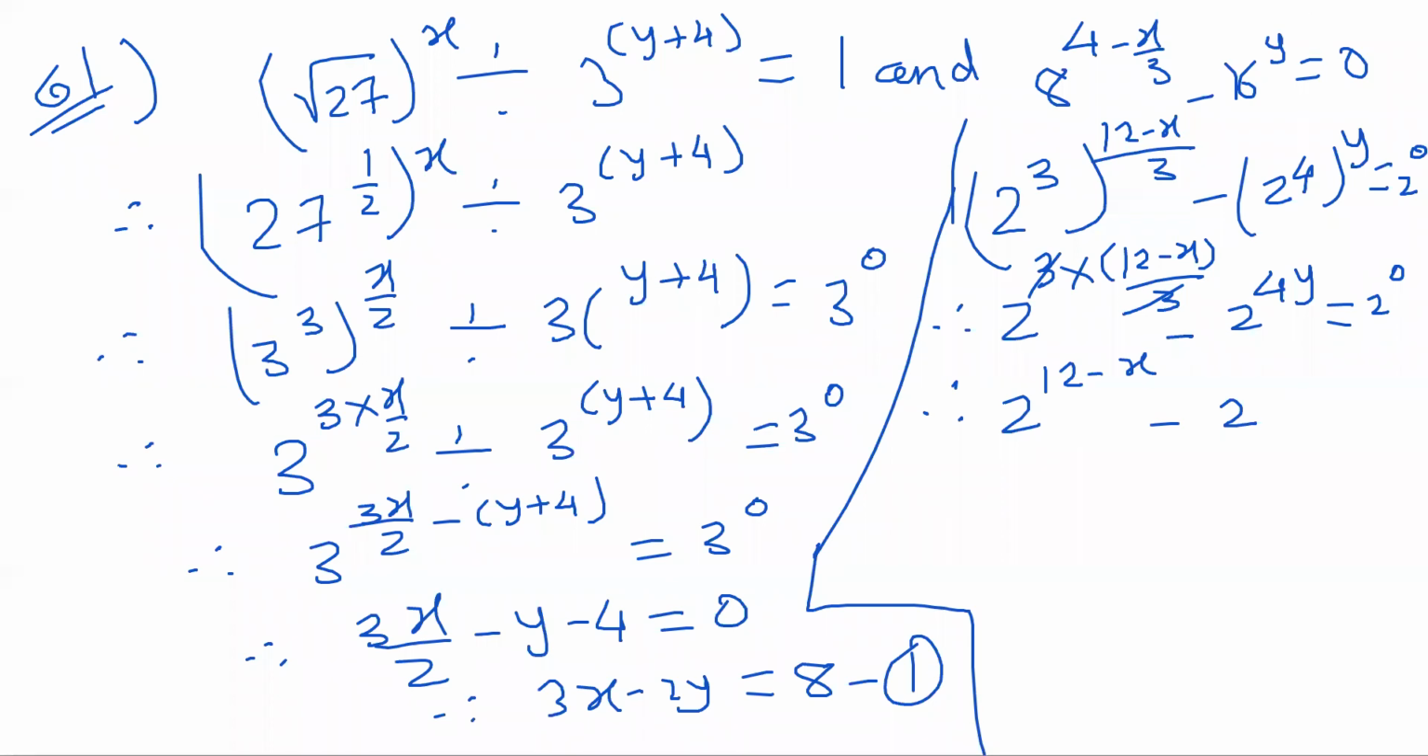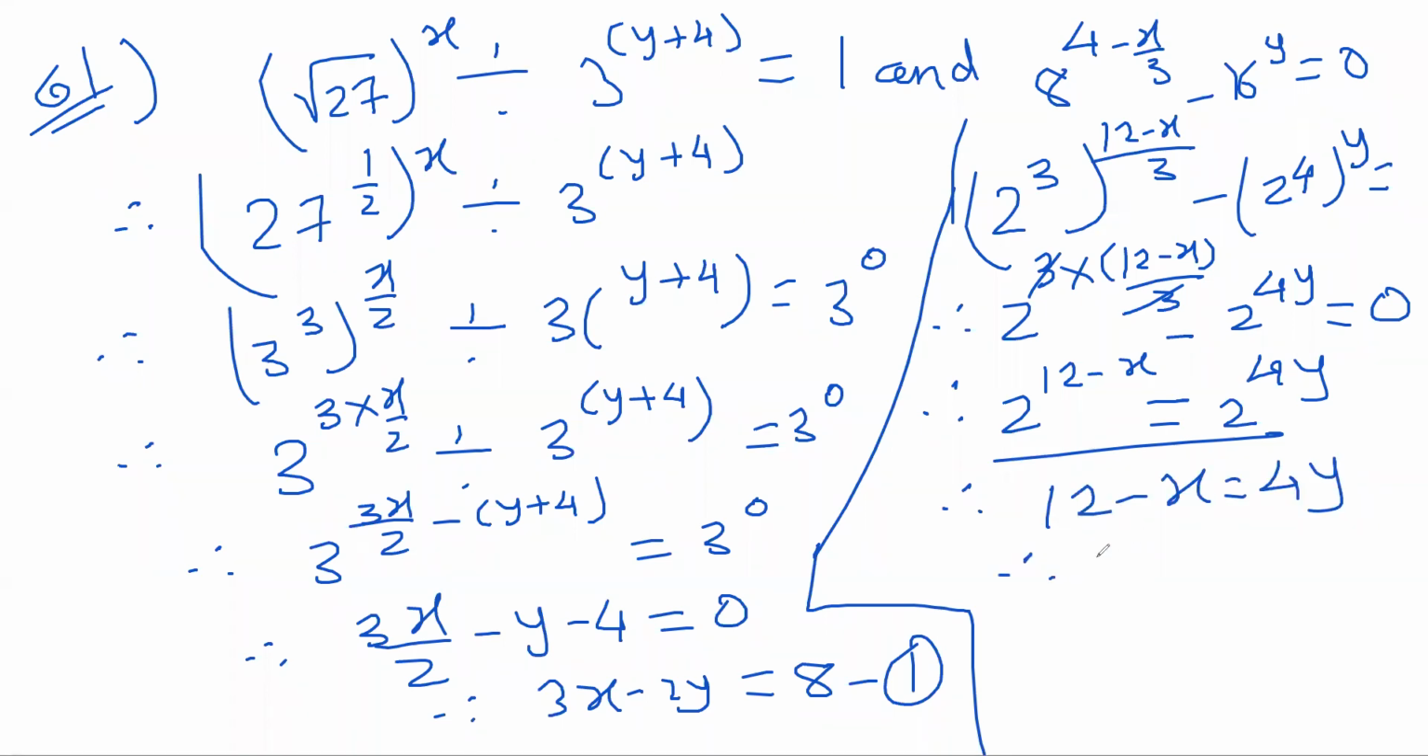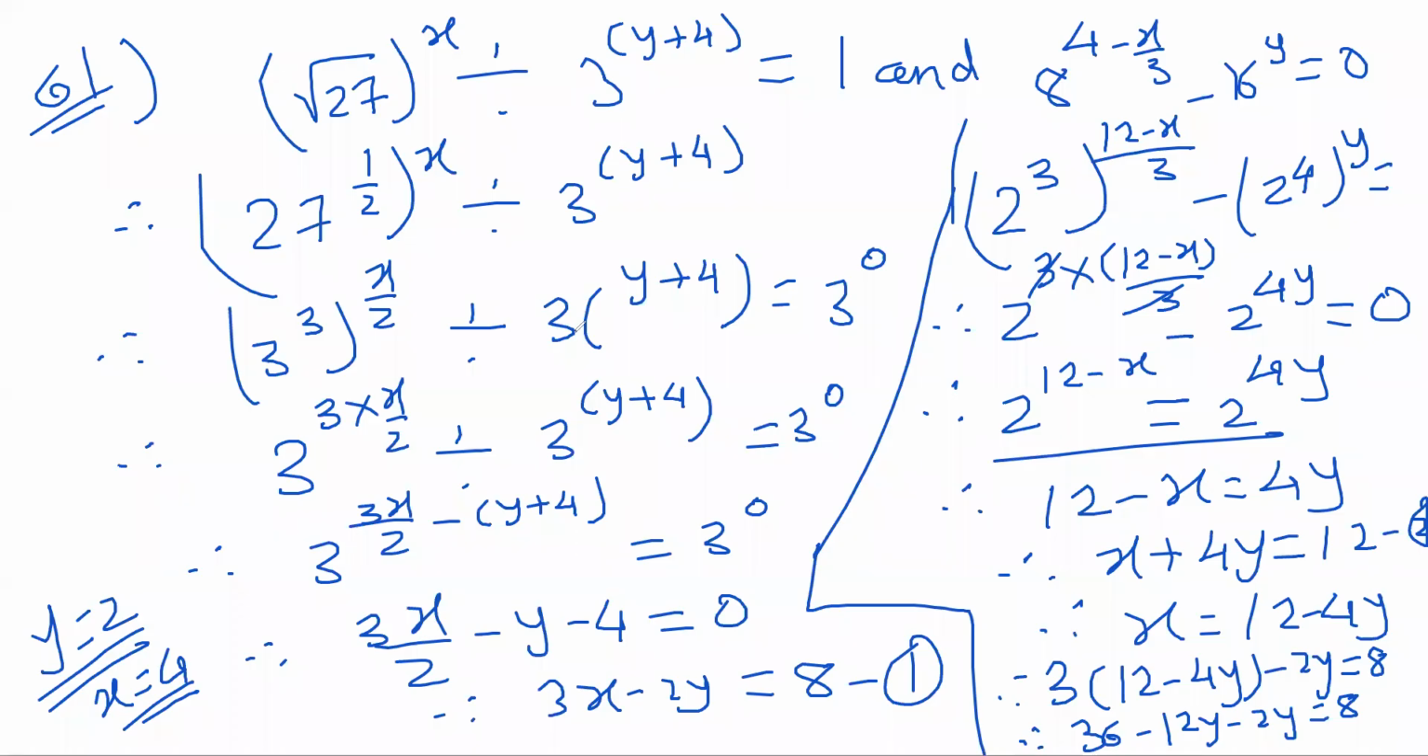Actually, let's do one thing, don't write 2 raised to 0, just write 0 here. This is minus, so plus, bring it to the other side and you can say 2 raised to 4y. Now you can divide, or you can equate directly. There is no need to divide. Now you can equate. So you can say 12 minus x is equal to 4y. So x plus 4y is equal to 12. Now solve these two equations and find the values of x and y. Can you? x is equal to 2. Sorry, x is equal to 4. y is equal to 2. Everyone? Yes. Yes.